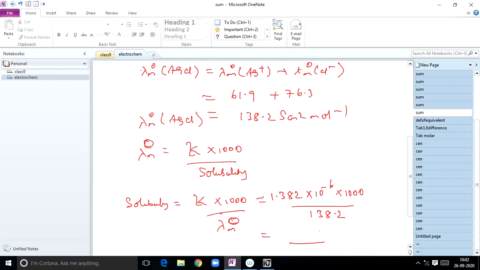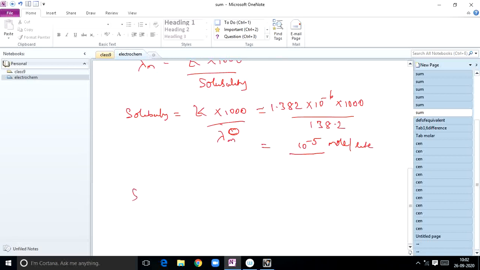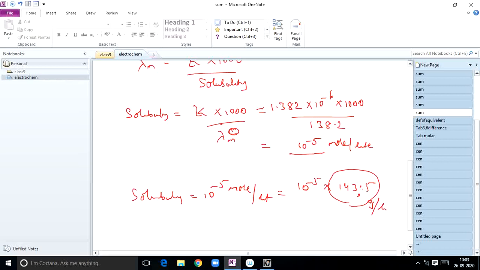So here solubility, if you calculate in terms of mole per liter, you will get the answer. How much will you get? 10 power minus 5 mole per liter. So if you want to convert into gram per liter solubility, 10 power minus 5 mole per liter can be written as 10 power minus 5 into 1 mole, meaning 143.5, the silver chloride molecular weight. By this, you can directly convert mole per liter to gram per liter. So you'll get the answer.